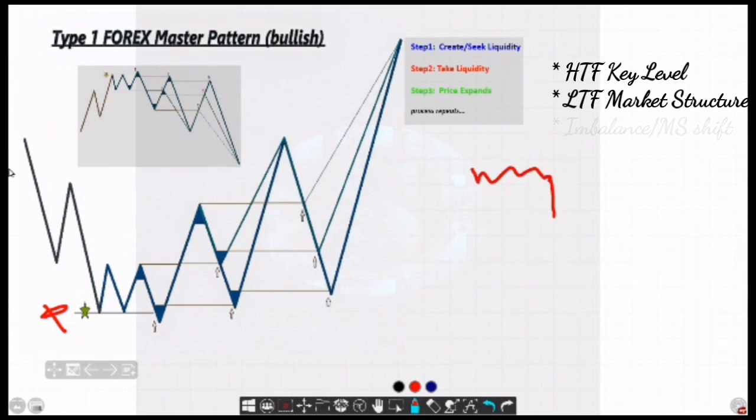You just want to understand that these are the only steps these guys are operating on, and this is the process that repeats over and over again. That's what gives us the type 1 Forex master pattern, and this is also what gives us the type 2 Forex master pattern, as you will see in the other video.